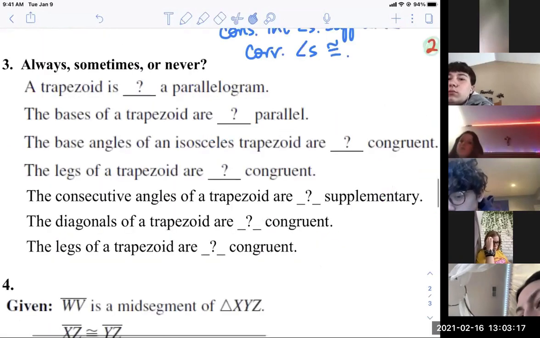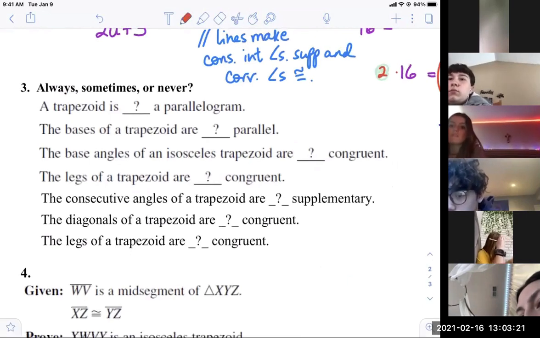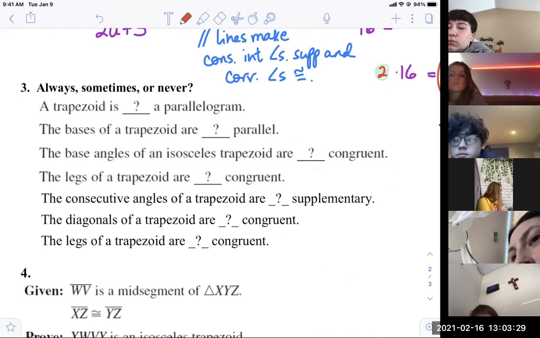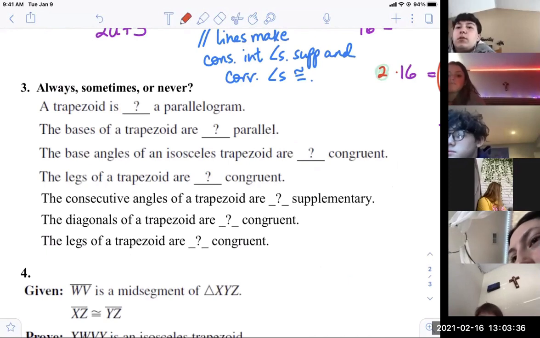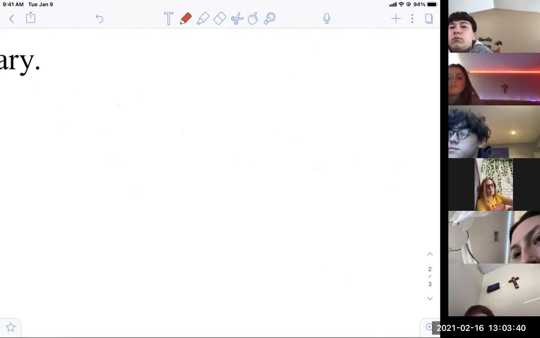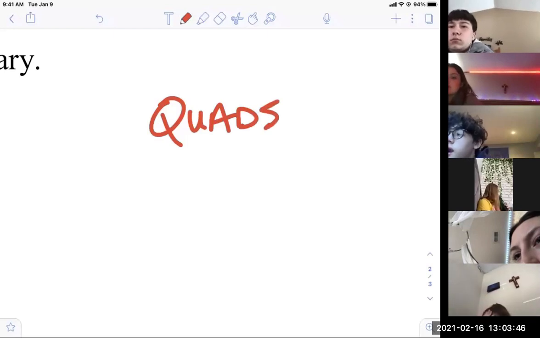Okay, always, sometimes, or never. The trapezoid is always, sometimes, or never a parallelogram. I'm going to call on you guys. Kendall. Trapezoid is always, sometimes, never a parallelogram. Is it sometimes? Actually, wait, no, never. Okay. Never. Why? You're right.